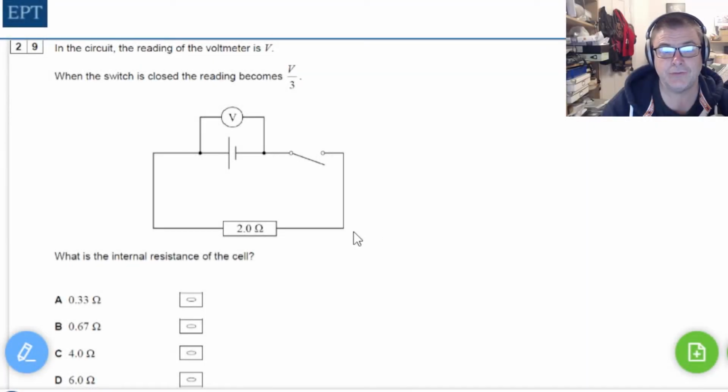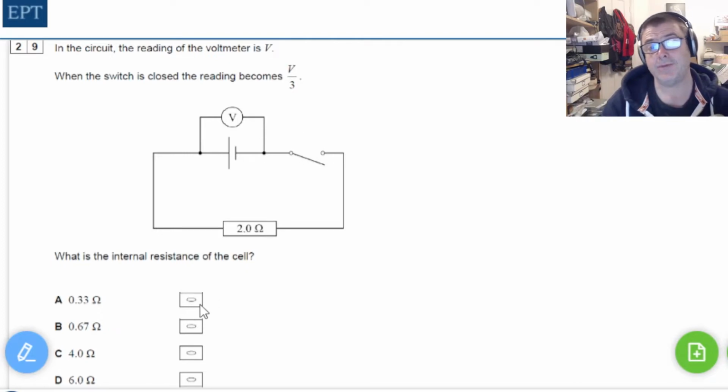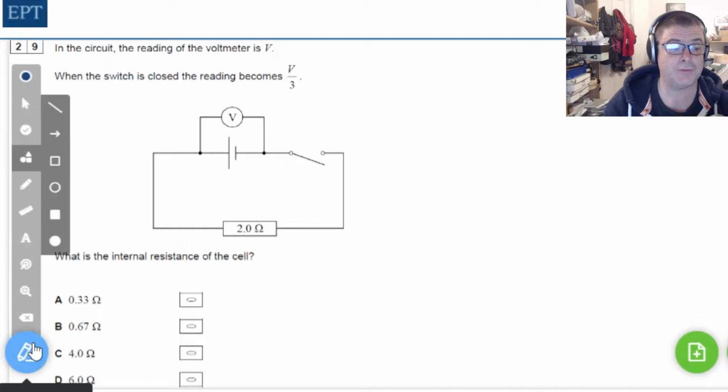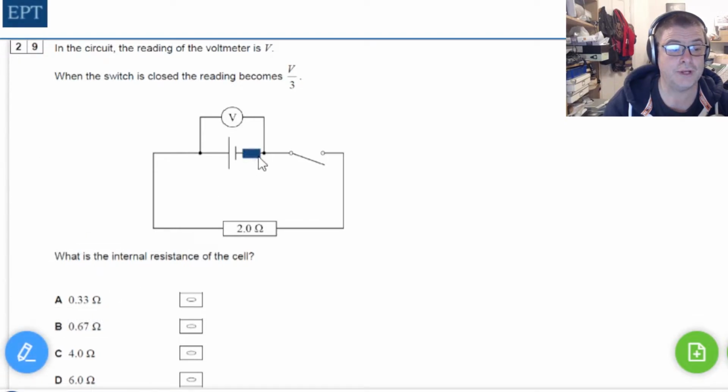Here's another question from the AQA multiple choice gallery of wonderful questions. This time again about EMF and internal resistance. And in this circuit we have a voltmeter which is reading V volts, and we're told that things change as we close the switch. And we're asked to work out the internal resistance. Now, because of the way I was brought up to do physics, the first thing that I'm going to do is draw in an internal resistor there.